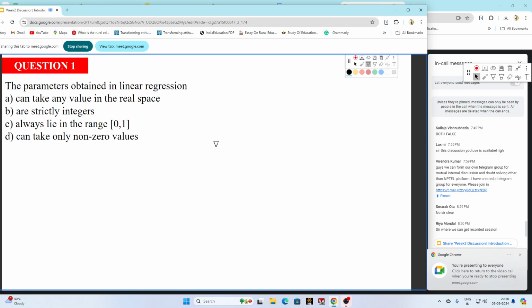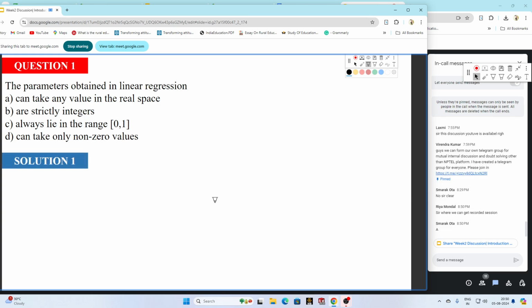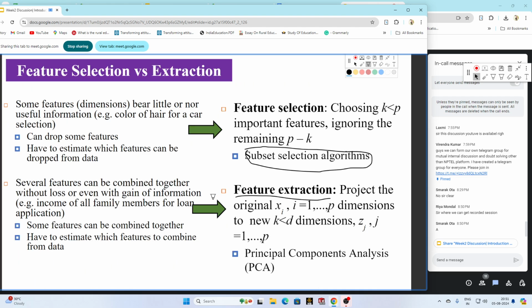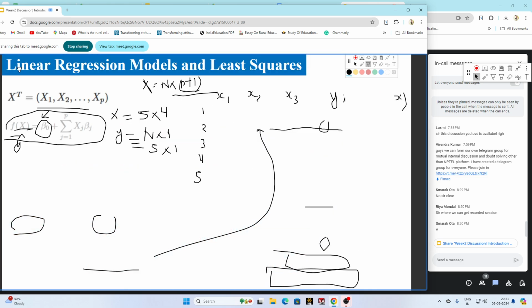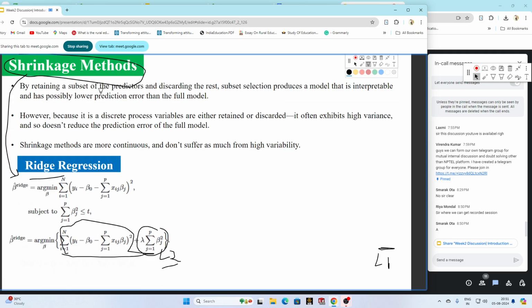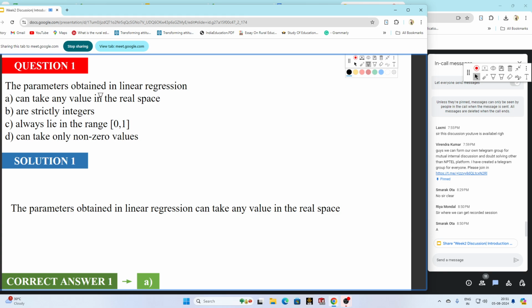The parameter obtained in linear regression can take any value in the real space. Option A: strictly integers; B: always lie in the range 0 to 1; C: can take only non-zero values; D: can take any value in the real space. Yes, it can take any value in the real space, very right. We have seen this input, and this input is on R. That means this input can take any value in the real space. So the correct answer is the option that says any value in the real space.